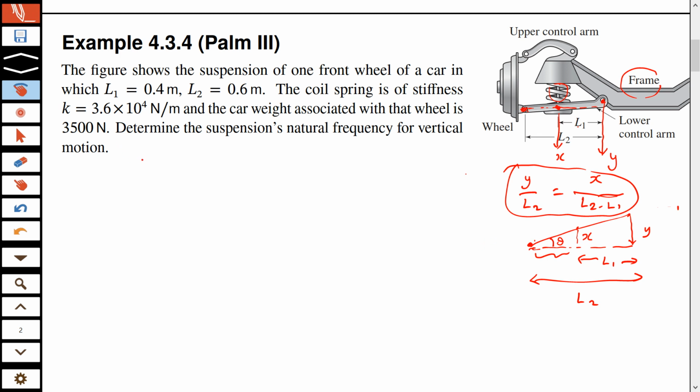So coming back to this problem, for the natural frequency, we know that we have to use the Rayleigh's method, and for that we need the expressions for potential energy and for kinetic energy. So what's the potential energy?